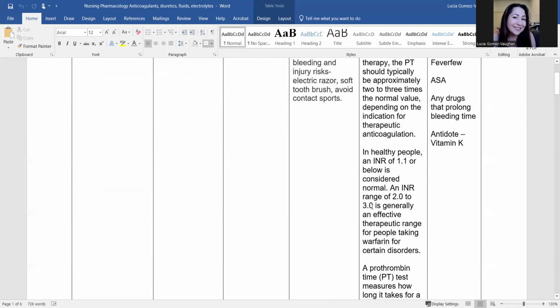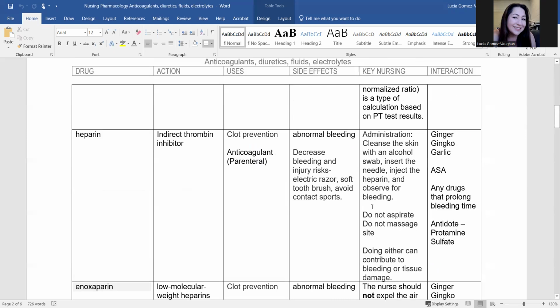Heparin is a subcutaneous medication typically, and it can also be given as an IV drip. Its action is an indirect thrombin inhibitor. Its use is for clot prevention. It's an anticoagulant. It's a parenteral anticoagulant, so subcutaneous and IV. And our side effects with any anticoagulant, again, are abnormal bleeding, and we want to decrease bleeding and injury risks by using electric razors, soft toothbrushes, and avoiding contact sports.